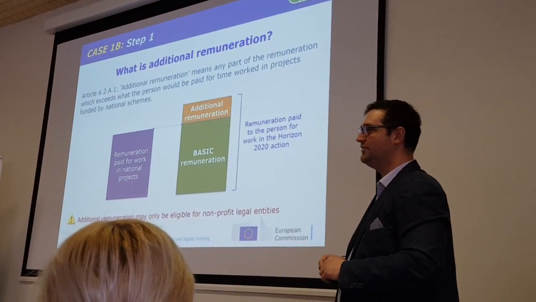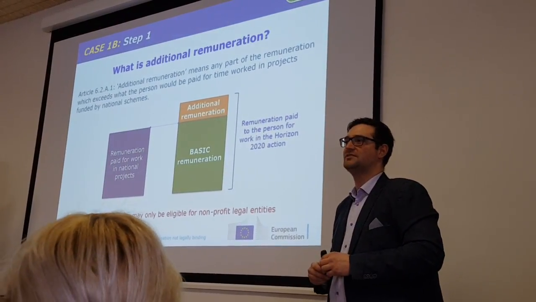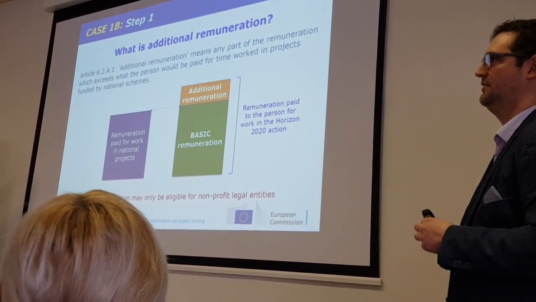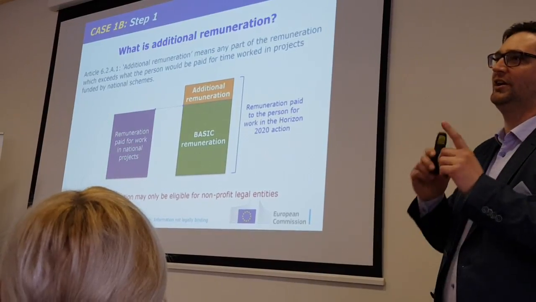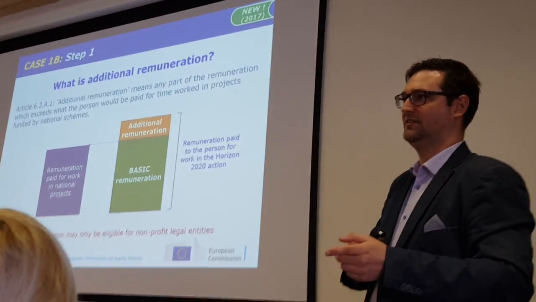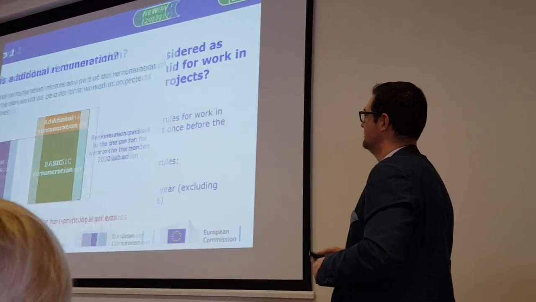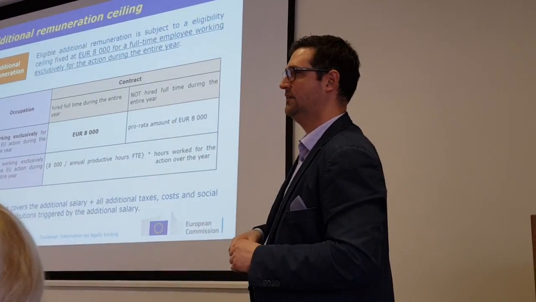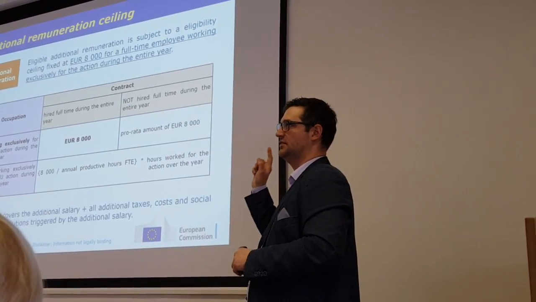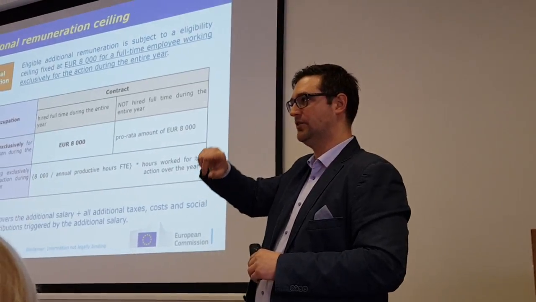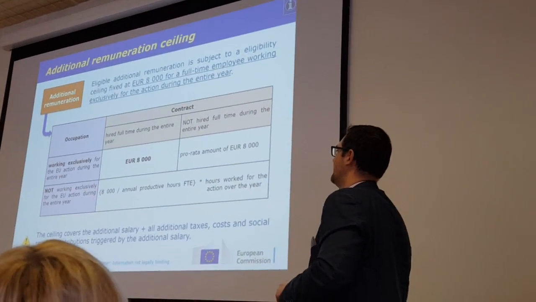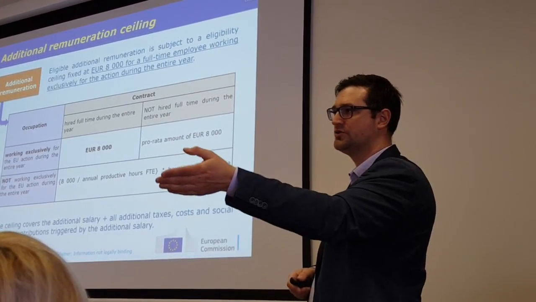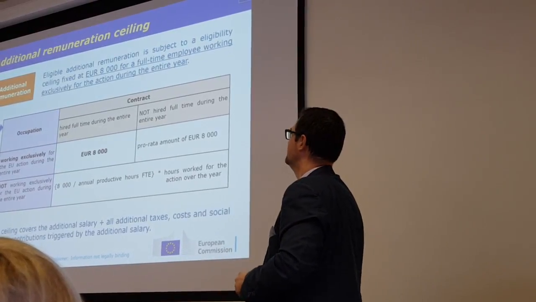And additional remuneration. Additional remuneration is connected with extra payment based on your time spent on the H2020 project. You've got capping for the additional remuneration, it's 8,000 euros. This is full-time equivalent, so if it's less, then you have to recalculate it pro rata. And of course, this includes also the social contributions and all the contributions that the employer is paying on behalf of you.